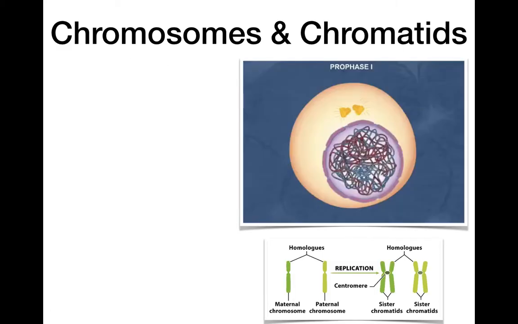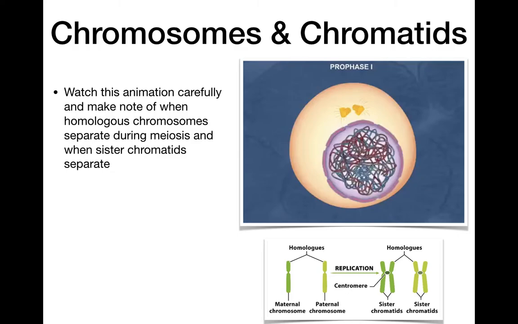Okay, so chromatids. I want you guys to watch this animation. Hopefully it works on the screencast. And take a look and make note of when the homologous chromosomes start. Remember, homologous chromosomes means the same chromosome. So chromosome number 2, there's 2 homologous chromosomes of that one. Note when they separate and when sister chromatids separate. Let's see if this works here.